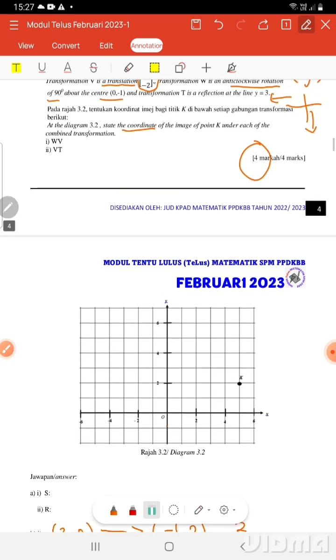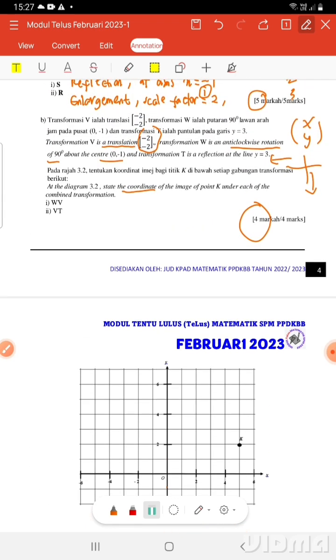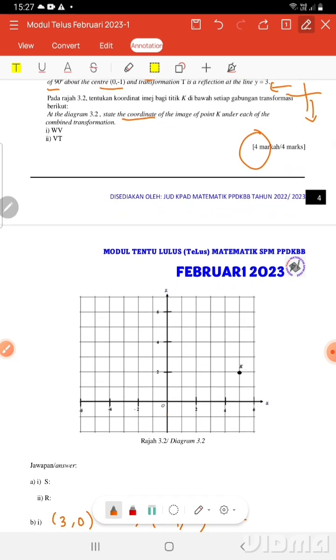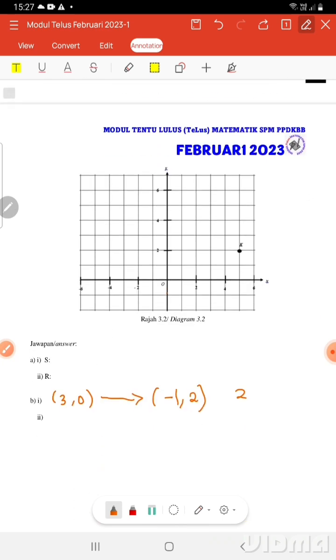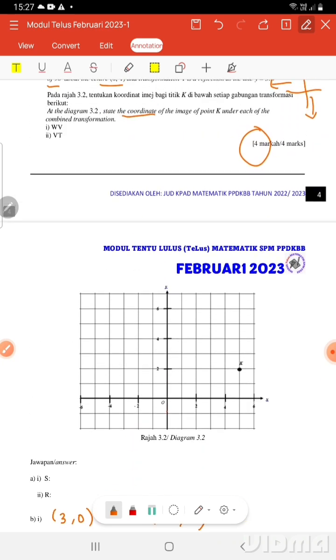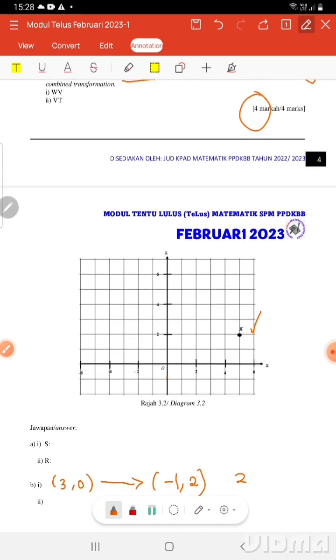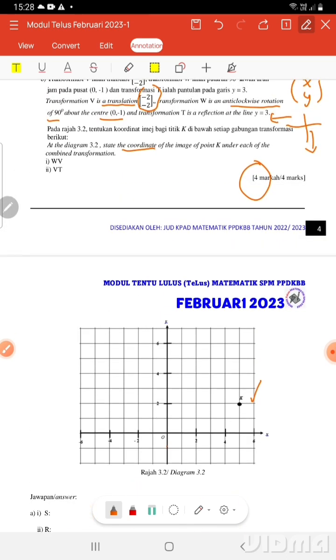So the second question, T and V. Remember to go back to your K, not continue from your -1, 2. Some students make that mistake. Careless mistake. So we go back to our K. So next, our K undergoes T first. So T is reflection at the line y equal to 3. So find your y equal to 3 first. So y equal to 3 where? Okay, here.